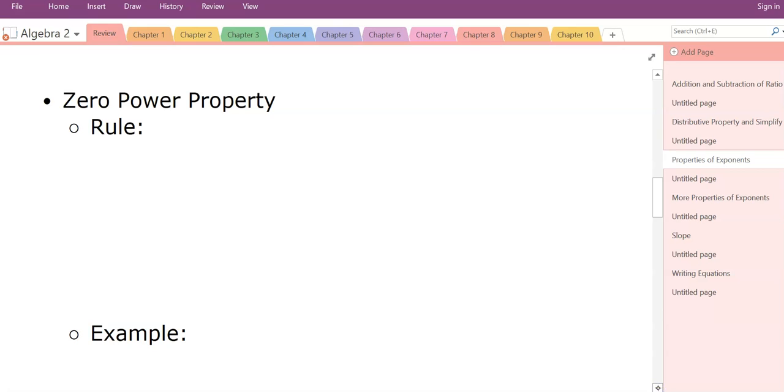The last property in this section I want to go over is the zero power property, which says that anything raised to the zero power is always equal to 1. So for example, if I had 3 raised to the zero power, that's going to equal 1. If I had x raised to the zero power, that's going to equal 1.